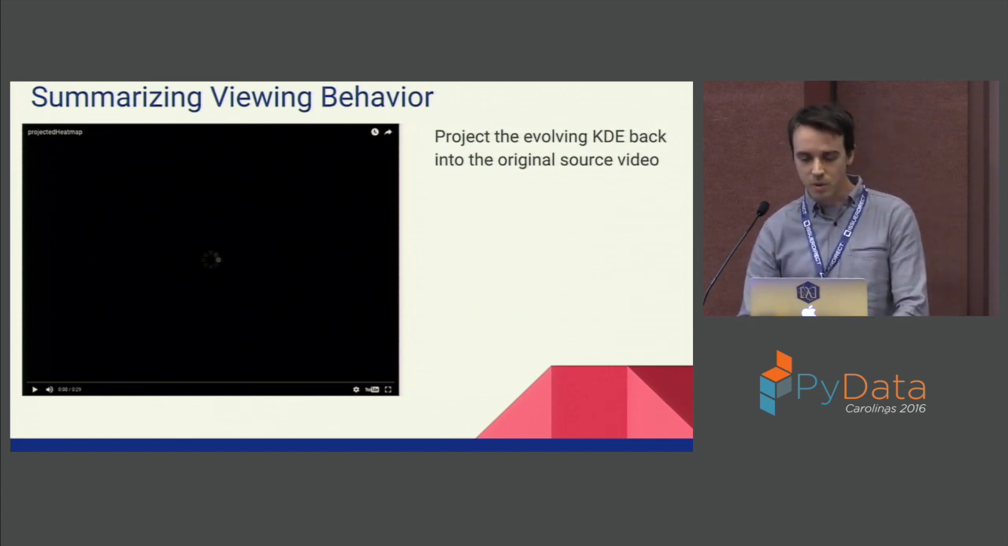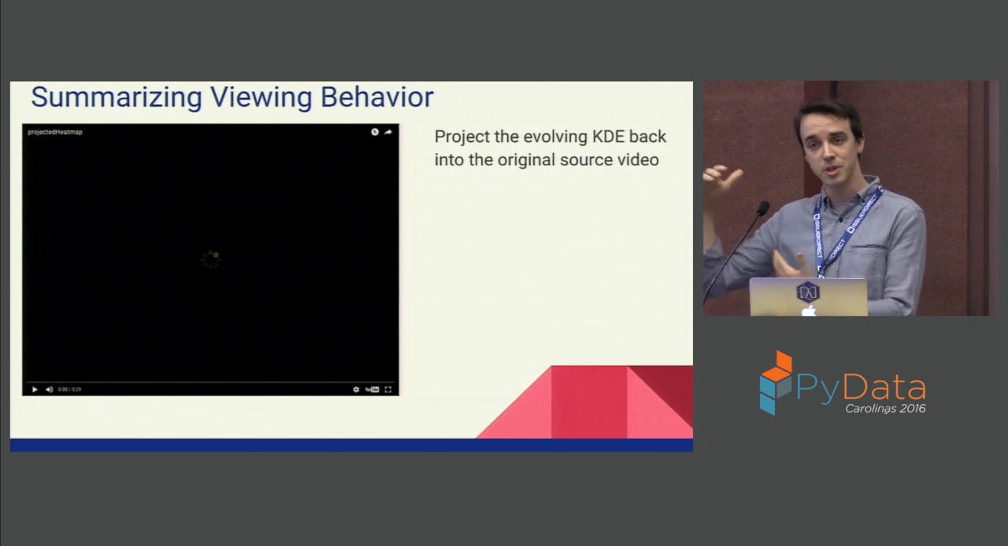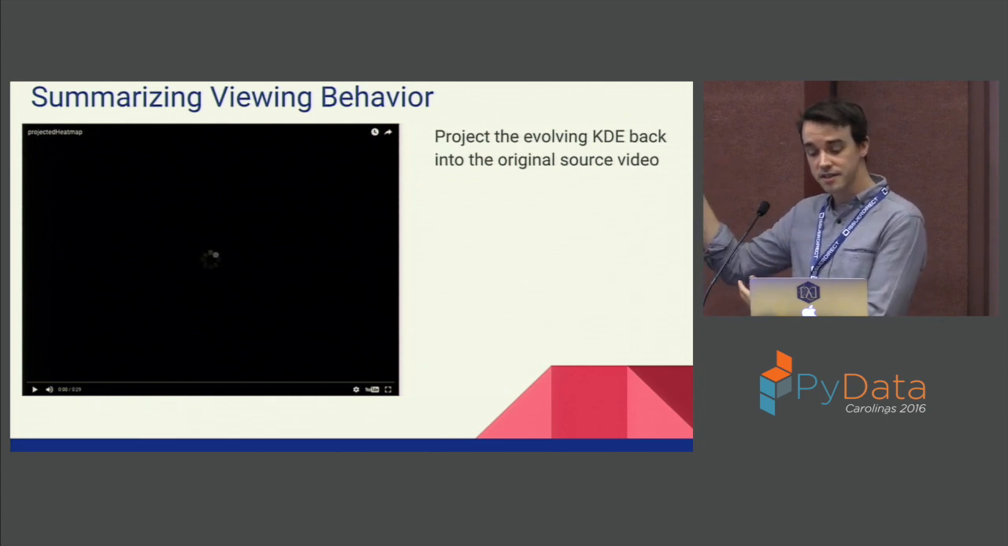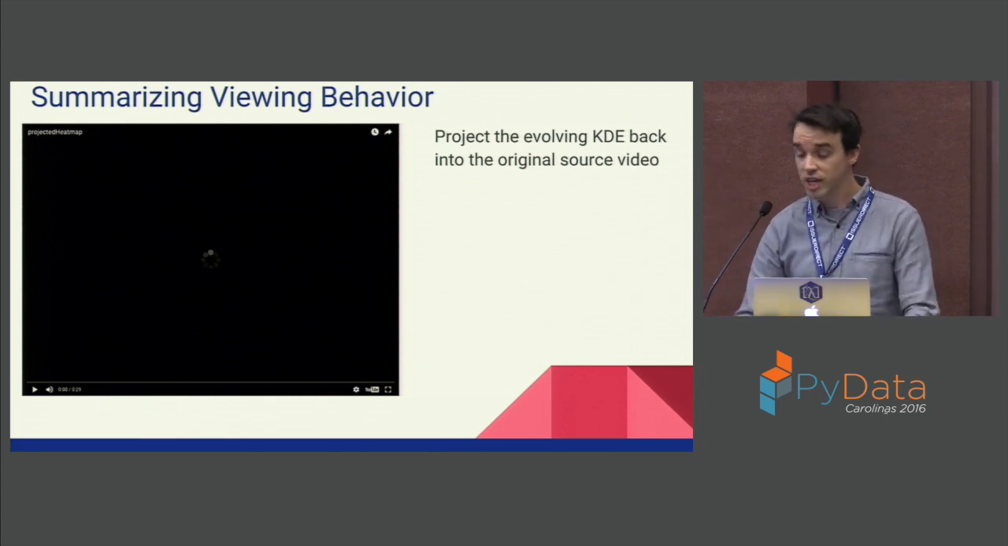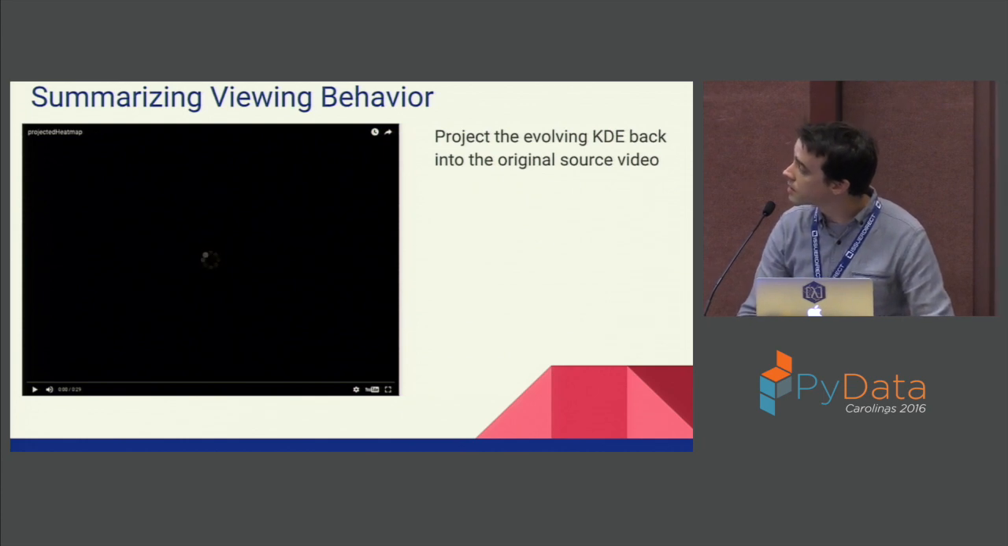Yeah, so anyway, in this we were mapping the gaze location from the static reference image, producing that kernel density map on the reference image, and then projecting it back into the video itself.